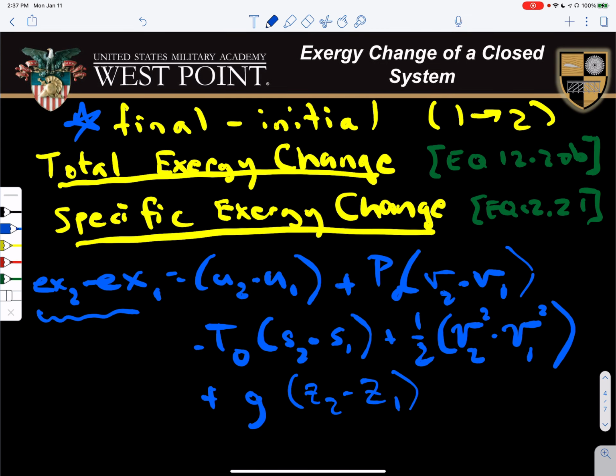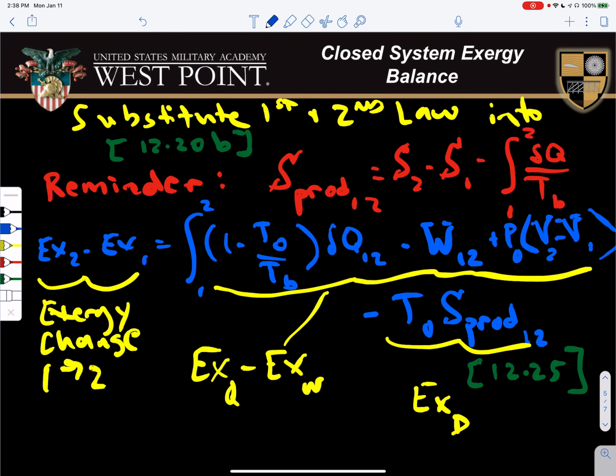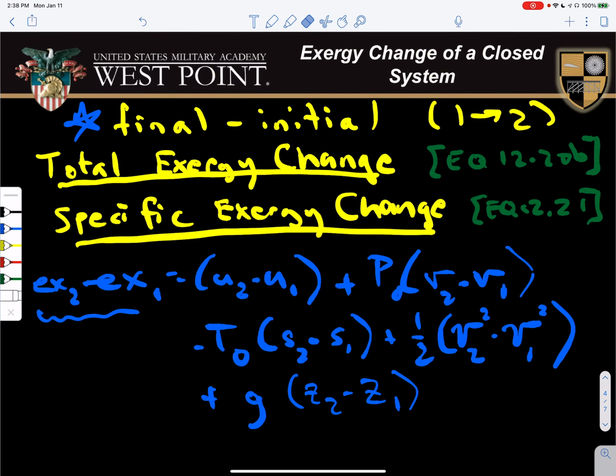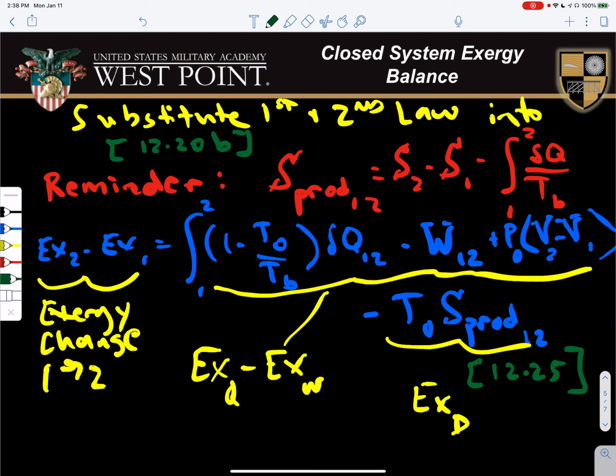But now what we want to do is talk about the concept of an Exergy balance. So let's start here with a quick reminder that what we're going to do is a substitution of the first and second law into that last equation, either on the specific Exergy change balance or we'll develop this now back on the total Exergy change, equation 12.20b. And we'll look at that as a difference of the two.